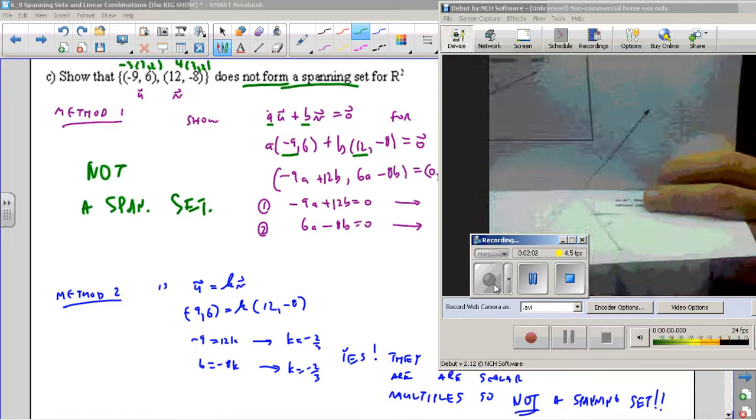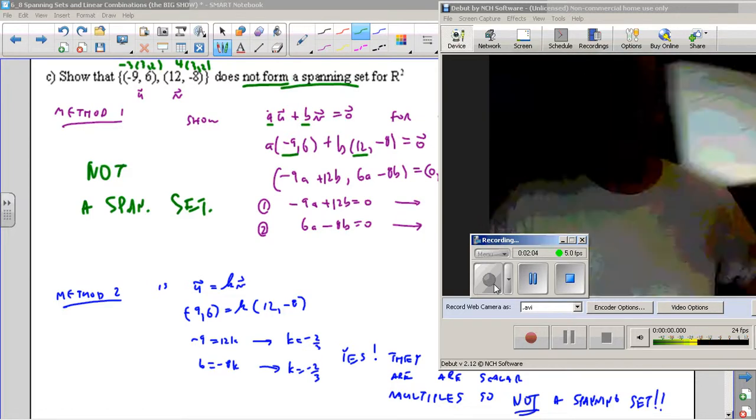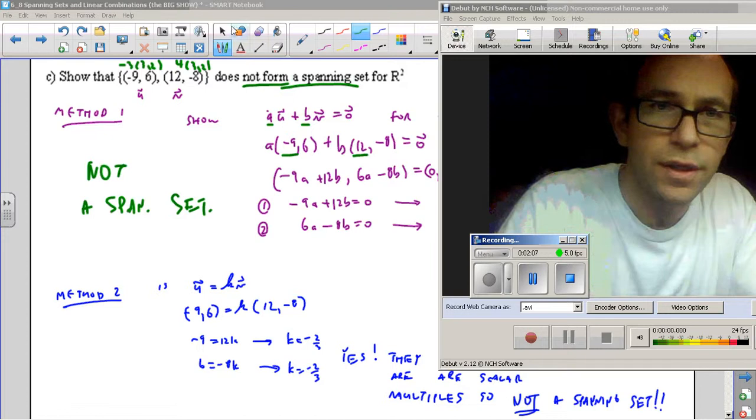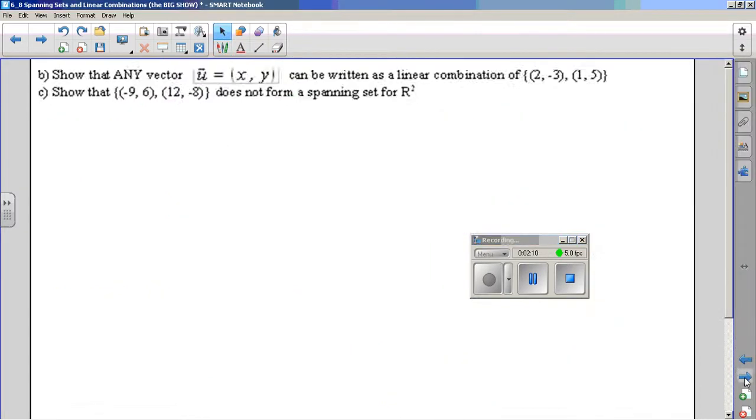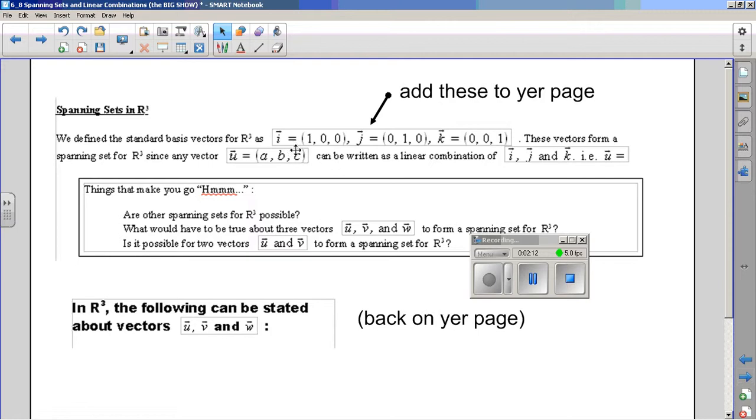We're going to get back to the diagram in just a second again. So I'm going to go back to the note here, and we're going to start talking about three dimensions. So, spanning sets in three dimensions. We define the standard basis vectors for R3 as i, j, and k, again, unit vectors in the direction of the x-axis, y-axis, and z-axis. And these vectors form a spanning set for R3, since any vector u, which is (a, b, c), can be written as a linear combination of these three.